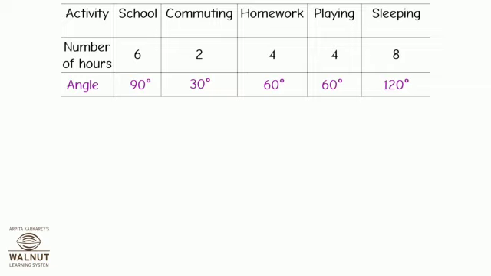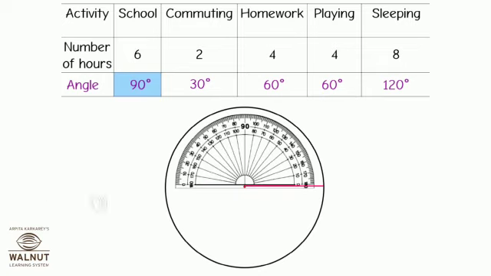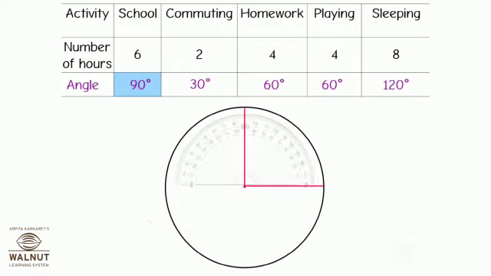Now let's draw a pie chart. First, draw a circle with convenient radius. Okay. Now mark the center and draw a line. We can use this radius as the base. Now the angle corresponding to school is 90 degree. So take a protractor and keep it there and mark an angle 90 degree. Once you mark the angle 90 degree, you will write 90 degree and you have to write there school. Okay.